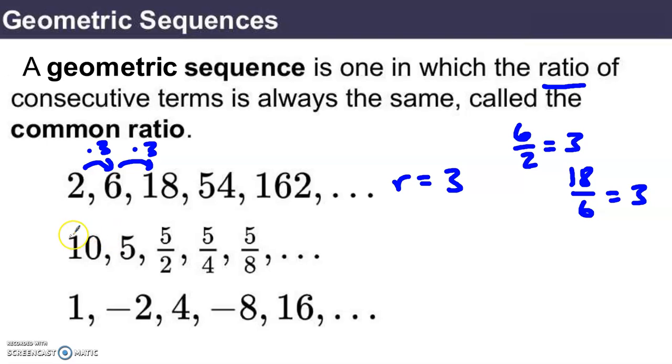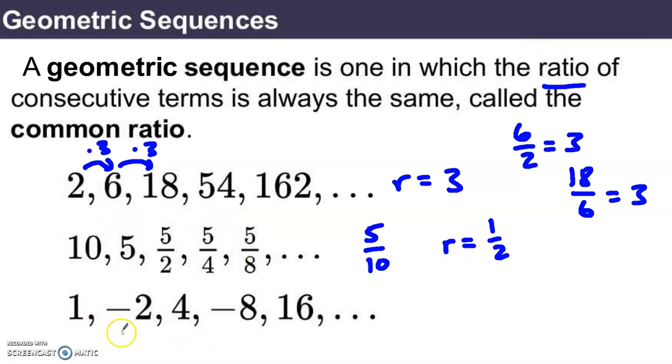Can you figure out what the common ratio is here for this sequence? 10, 5, 5 halves, 5 fourths. If you don't see it, think about the trick we just showed you. 5 divided by 10. Yeah, it's a half. Our common ratio here is a half. If you multiply each number by a half, you'll get the next number in the sequence.